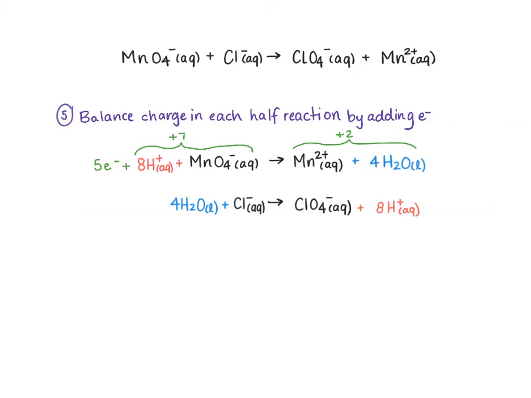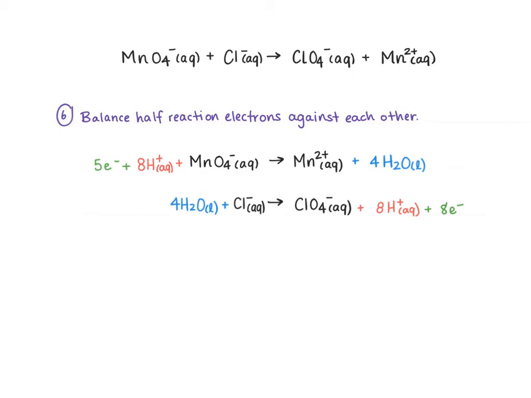In our second reaction, we have a charge of -1 on our reactant side and +7, so 8 minus 1, on our product side. So that means we need to add 8 electrons to balance those out.